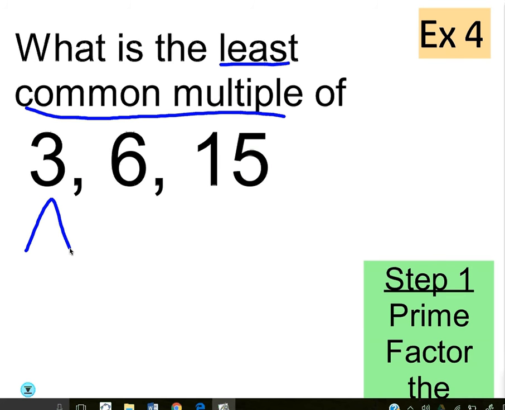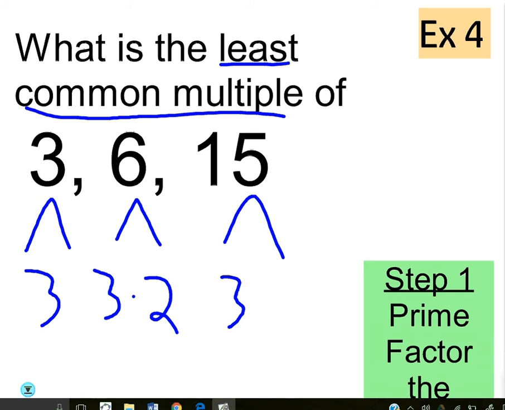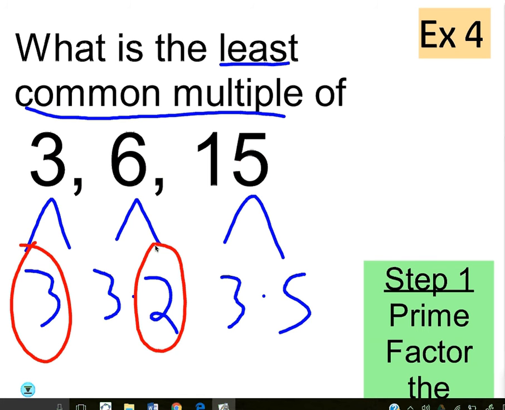So let's go ahead and prime factor 3. Well, guess what? It's already prime factored, right? All right, how about 6? 3 times 2. And then 15? 3 times 5. Okay, so 3 only occurs once in each of those, so we only have to circle it once. How about 2? Only occurs once, I have to circle it once. And how about 5? So we're circling the highest power of each, right? And we're only circling it once.